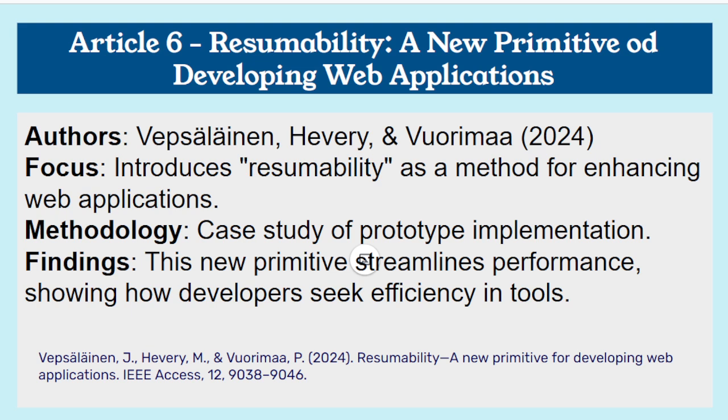My last article was called Resumability, a new primitive developing way of creating web applications. The main focus of this was it introduces resumability as a method for enhancing web applications. Resumability is just basically creating something and stopping where it's something easy to pick back up onto. And the main method they used for this was case studies of prototype implementation. And what they found in this research was the new primitive streamlined performance, showing how developers seek efficiency in tools.